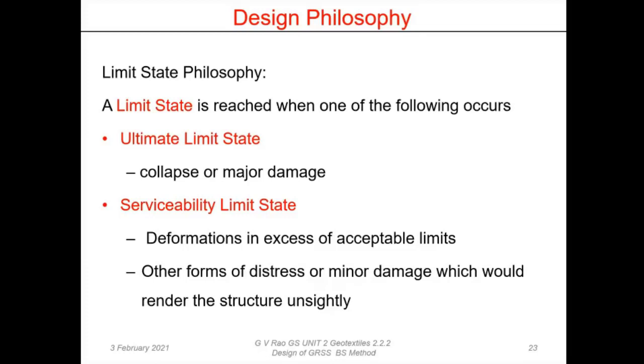So what is the limit state? We'll say the limit state is reached when one of the following occurs. That means ultimate limit state, or collapse or major damage. That means the whole wall is collapsing. Okay, that is ultimate limit state.